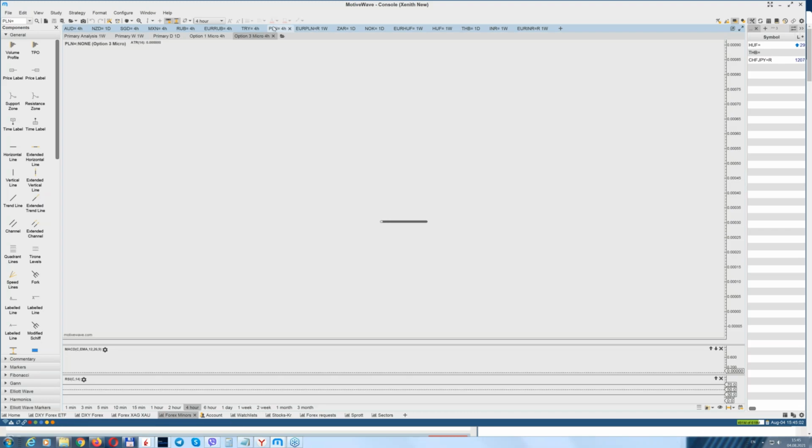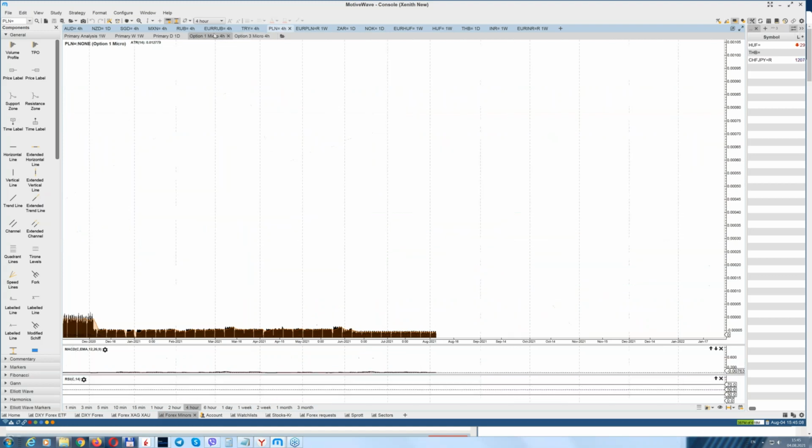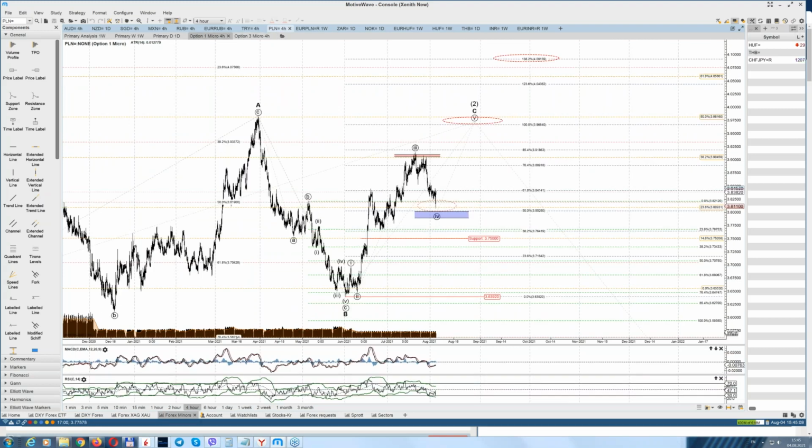Polish zloty. Ideally, I could count this pair as A, B, and C of 4, and this wave structure may be considered as complete. But I have to note that we have already reached 1.618 extension to the downside, and this extension makes the corrective interpretation questioned.